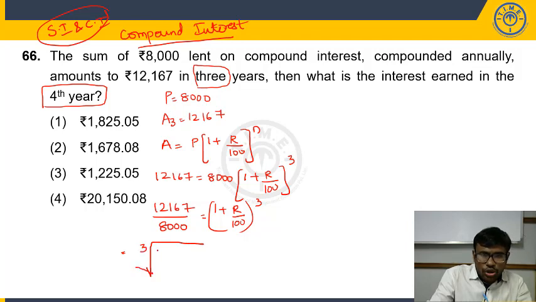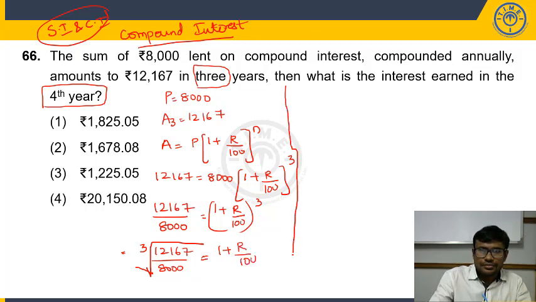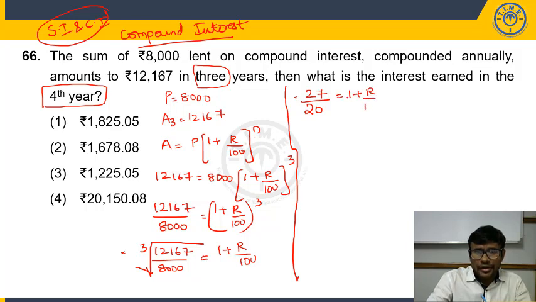Cube root of 12,167 divided by 8,000 is equal to 1 plus R by 100. Now, what is the cube root of 12,167? It is 27. And what is the cube root of 8,000? 20. So it is equal to 1 plus R by 100. So it is 27 by 20 minus 1 is equal to R by 100.